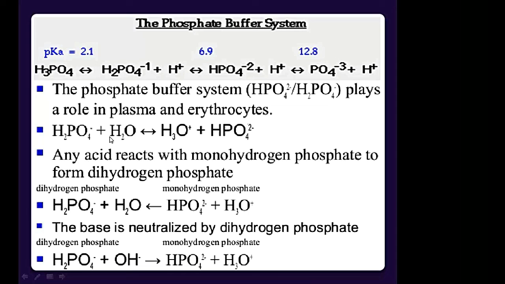So H2PO4 minus interacts with water, H3O plus is formed and HPO4 2 minus is formed. Any acid reacts with monohydrogen phosphate to form dihydrogen phosphate, H2PO4 minus. So dihydrogen phosphate H2PO4 combines with water, and you will get monohydrogen phosphate HPO4 2 minus plus H3O plus. So the base is neutralized by dihydrogen phosphate. Here you have dihydrogen phosphate H2PO4 minus. When OH comes, HPO4 2 minus is formed, and H3O plus is formed. You will get monohydrogen phosphate, this one.